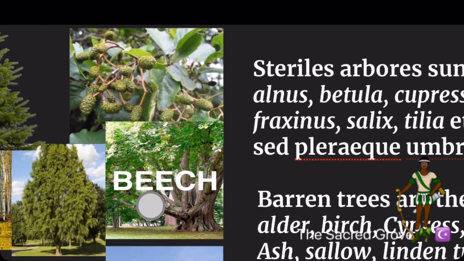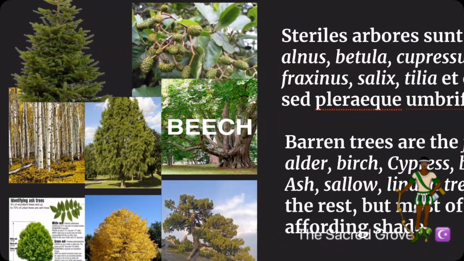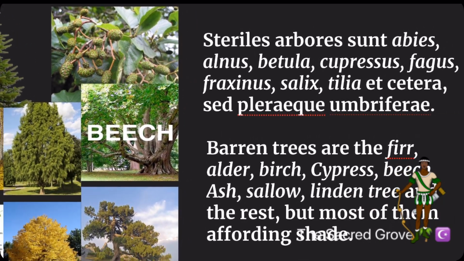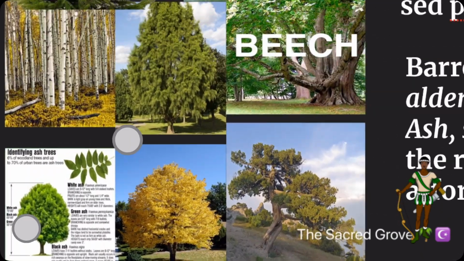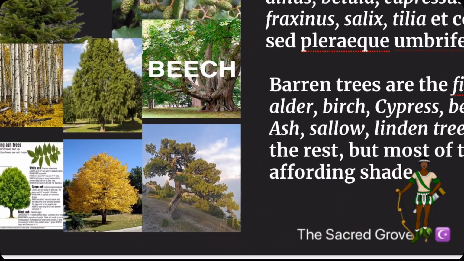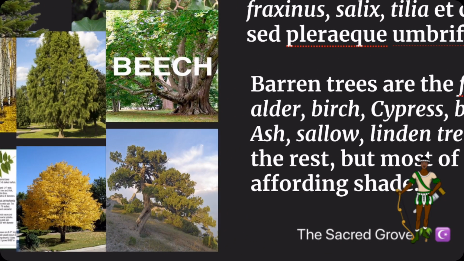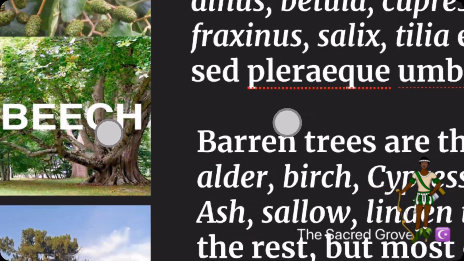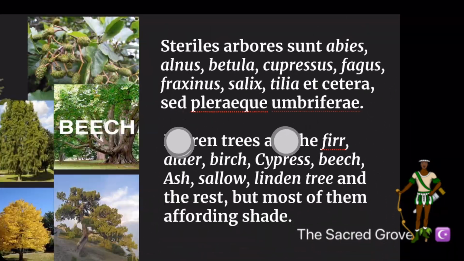Alnus, the alder tree. The birch, betula, and the cypress tree, cupressus, and the beech tree, the fagus, and the ash tree. What's the ash tree? The fraxinus, and the sallow tree, the salix, and the linden tree, the tilia, and the rest, et cetera, but most of them affording shade, peraeque umbriferae. Okay.